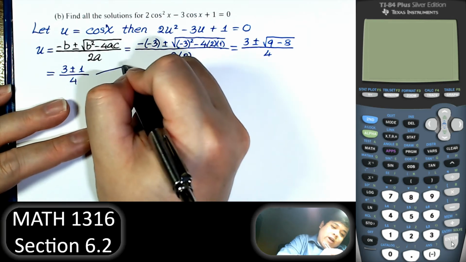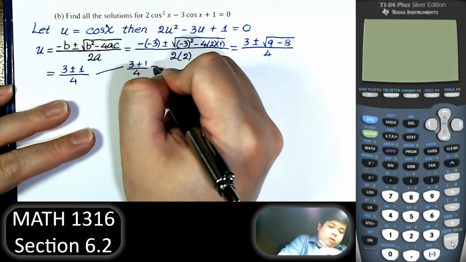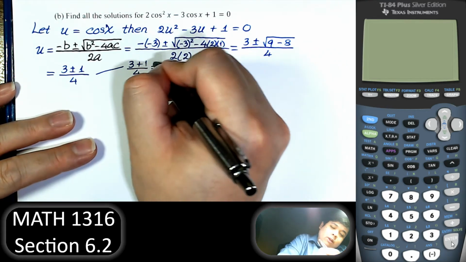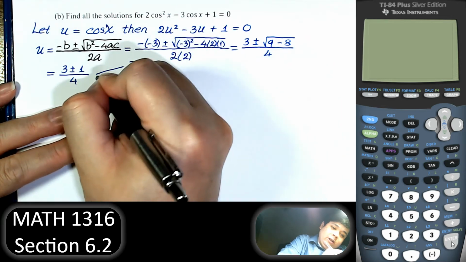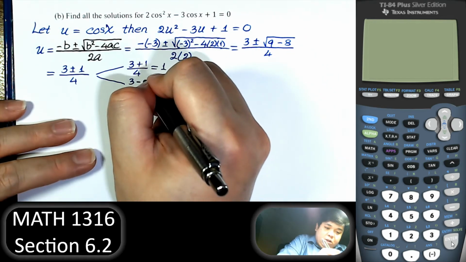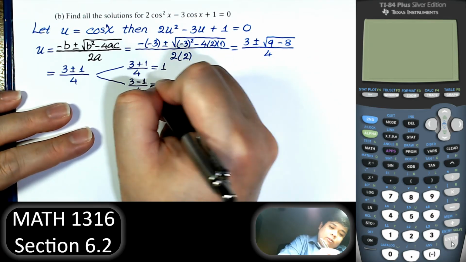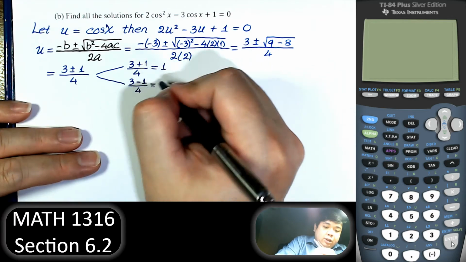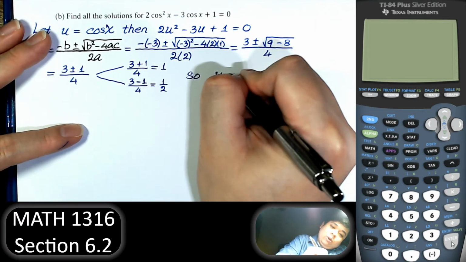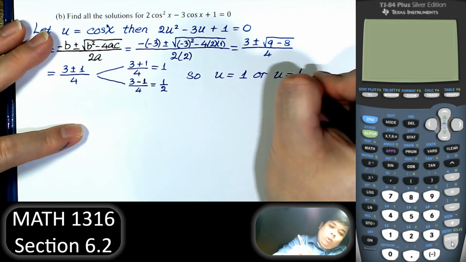So in this case we have 3 plus 1 divided by 4. 4 over 4 is 1. And 3 minus 1 divided by 4 is 1/2. 2 divided by 4 is 1/2. So u is equal to 1, or u is equal to 1/2.